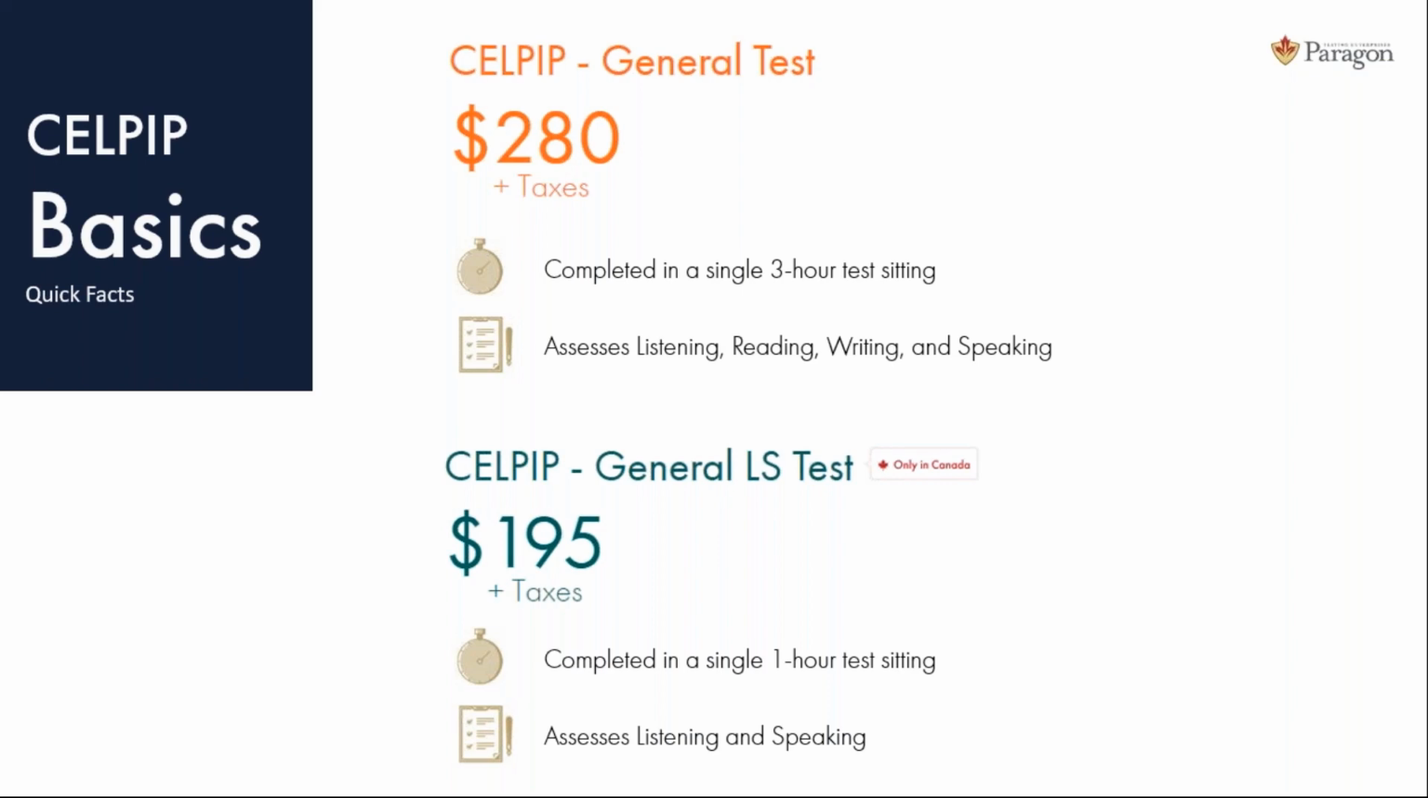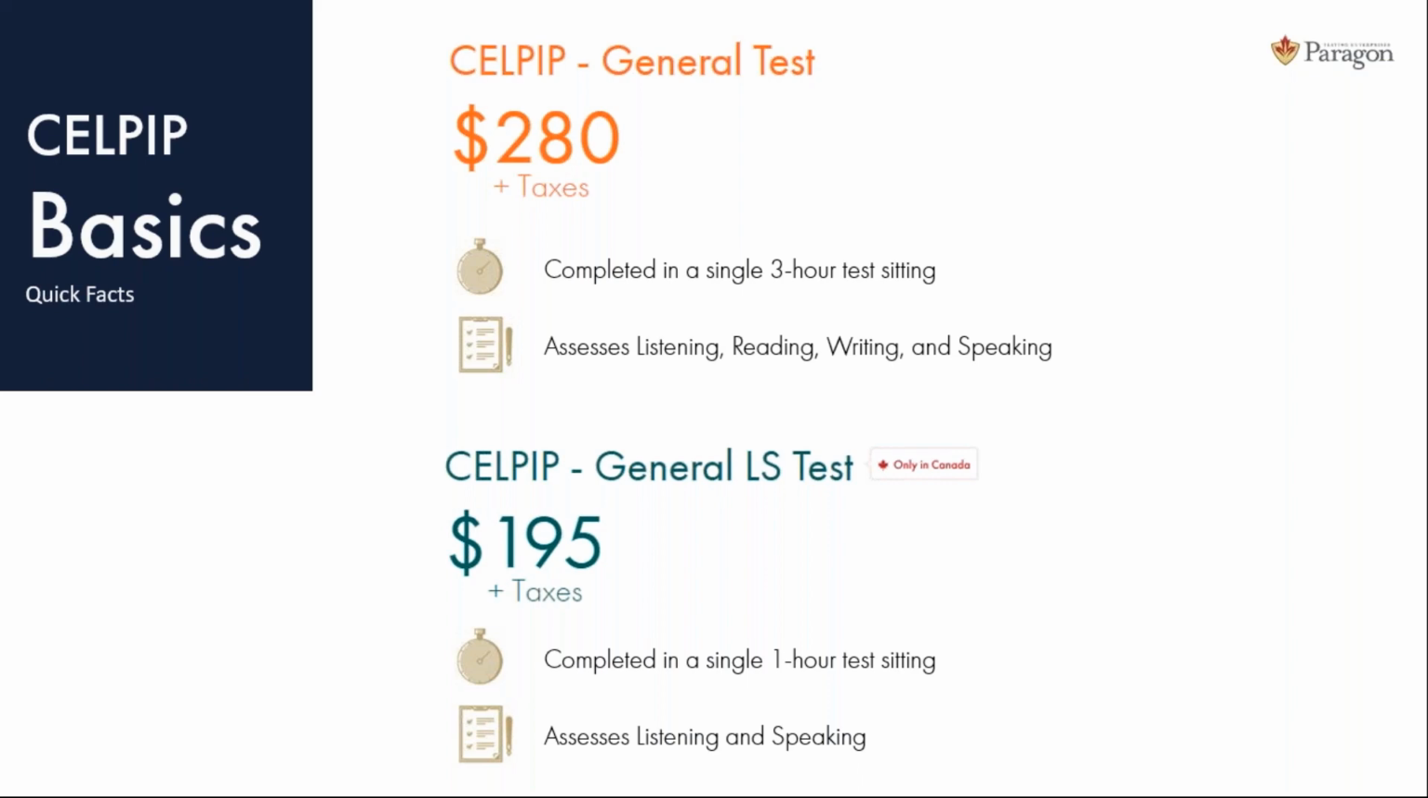So we do have two versions of the test. Okay, the general test, the cost in Canada is $280. You do all 4 of the sections of that test: listening, reading, writing, and speaking. It's about 3 hours. And basically the same test is the CELPIP General LS test. However, it only assesses listening and speaking, and that's what the LS stands for. Okay, and of course the cost is less because of that. It's about 1 hour, and it's only assessing listening and speaking.